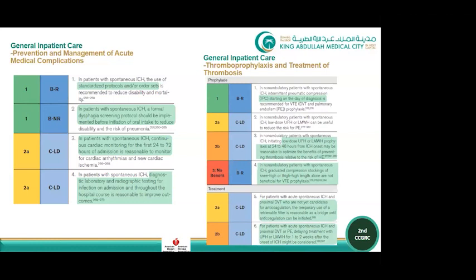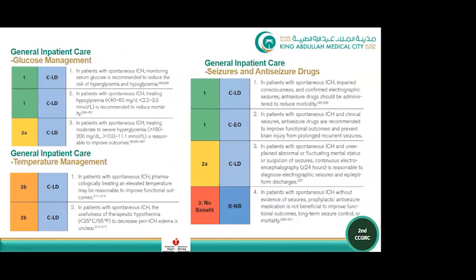And if they are not eligible, or there is a contraindication for pharmacological DVT prophylaxis, then a retrievable IVC filter could be used. And if the patient has an indication for therapeutic anticoagulation for DVT or PE, then it should be delayed or postponed for at least 1 to 2 weeks after the onset of the ICH.